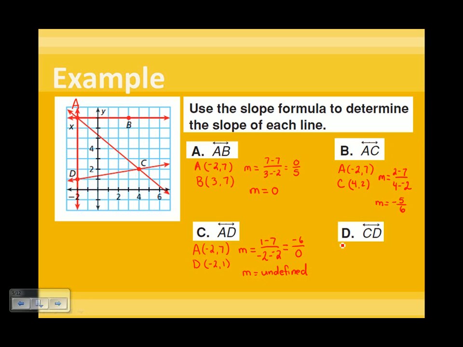And then lastly, CD. CD is this line here. Point C is at coordinates (4, 2). And point D was at coordinates (-2, 1). So if we find the slope here, we have 1 minus 2, the difference in the y's, and then -2 minus 4, the difference in the x's. So that slope is -1 over -6, which is 1/6. So we found the slope of each of the indicated lines.